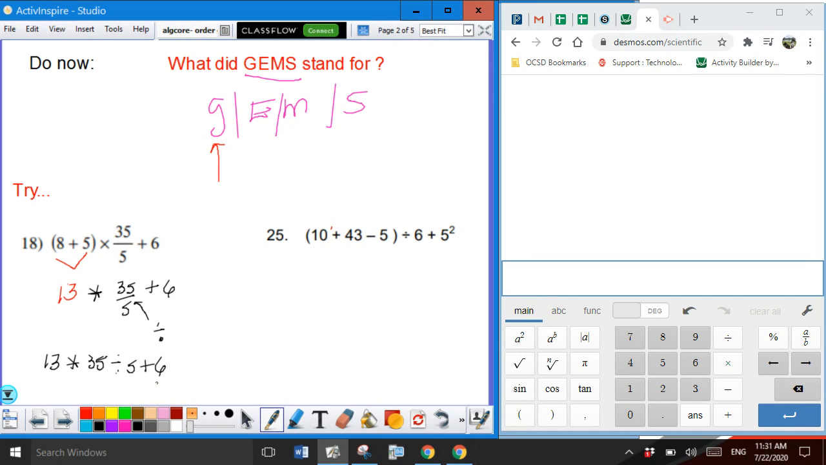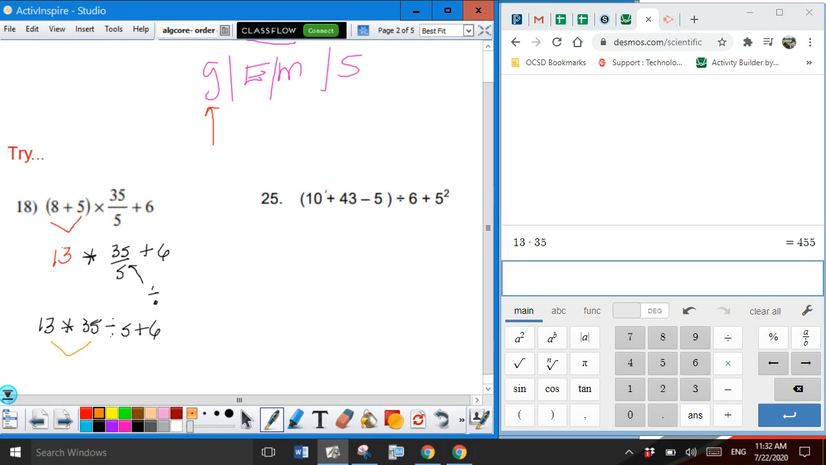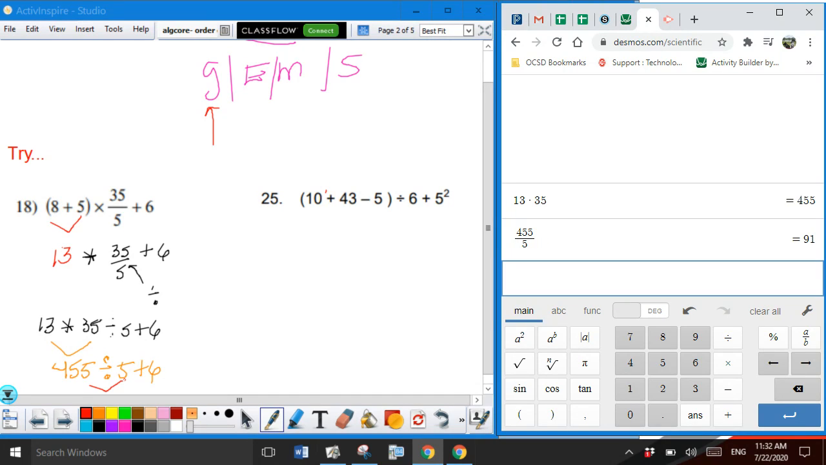So what am I going to do next? If you said you're going to multiply, you're right. So let's take 13 times 35. That's 455. So 455 divided by 5 plus 6. So what am I going to do next? Am I going to divide, or am I going to add? If you said divide, you're correct. So 455 divided by 5. That's 91. So I have 91 plus 6. Well, that's easy. That is just 97.